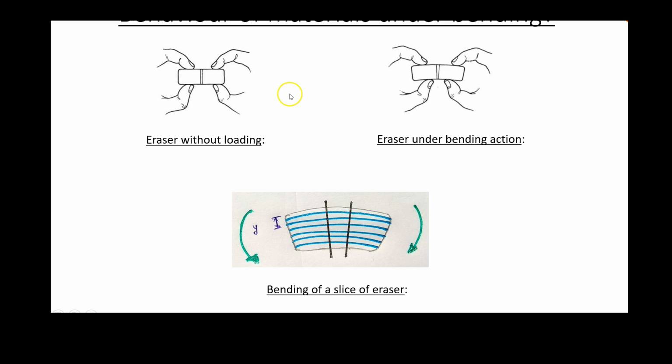Here we have an eraser with two lines drawn on the front face of it. Now if we bend it with the fingers as shown here, we observe that the fibers represented by the blue lines undergo a change in length. The fibers at the top undergo elongation, and those at the bottom undergo contraction. So obviously there will be a fiber somewhere around the mid depth which doesn't undergo any change in length. That is called the neutral axis.